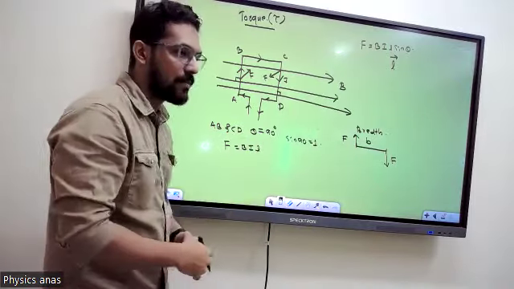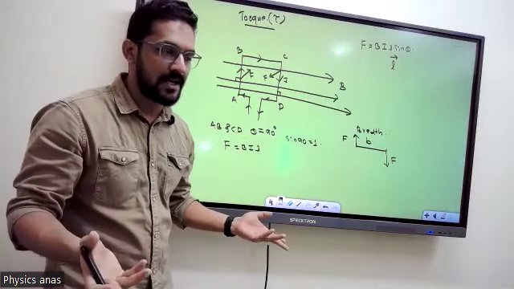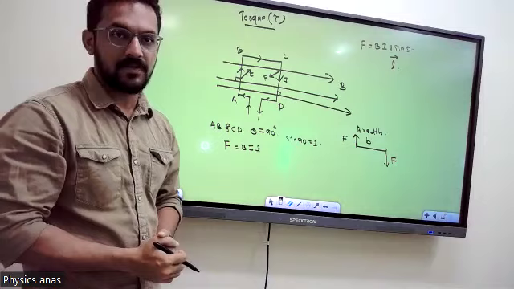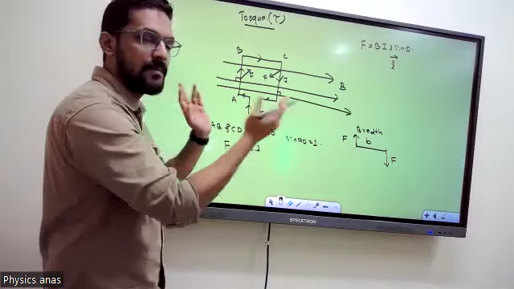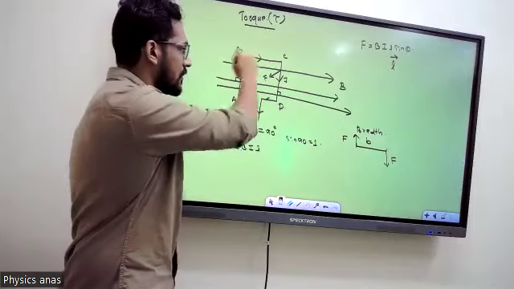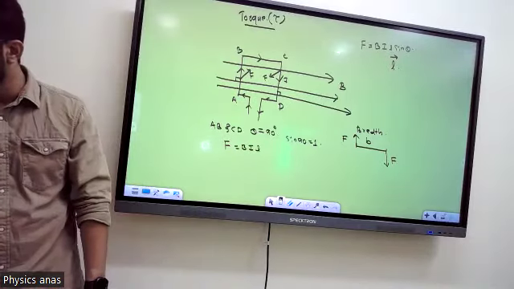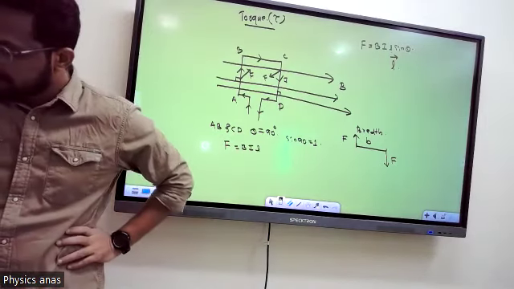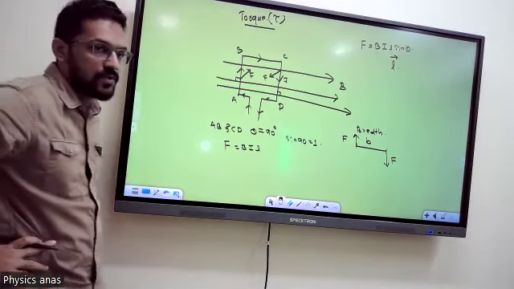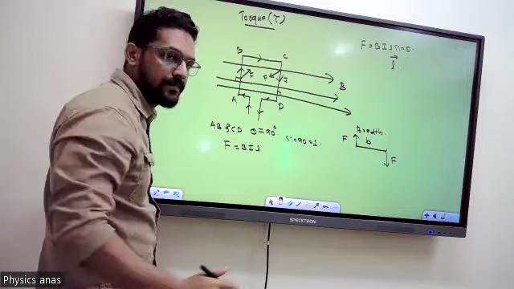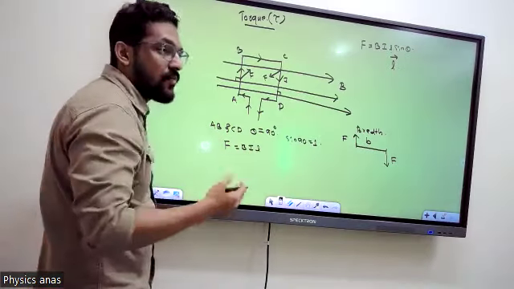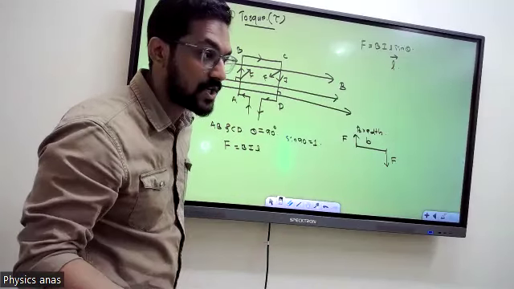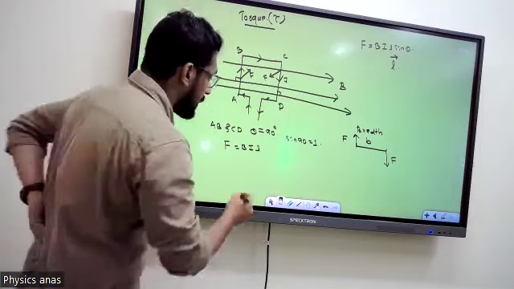If there are equal and opposite forces acting on a body and they are not collinear, it will create a couple. Due to this couple, there will be a rotation of the coil. And look here, what defines the rotation? Torque is the one that defines the rotation, right?